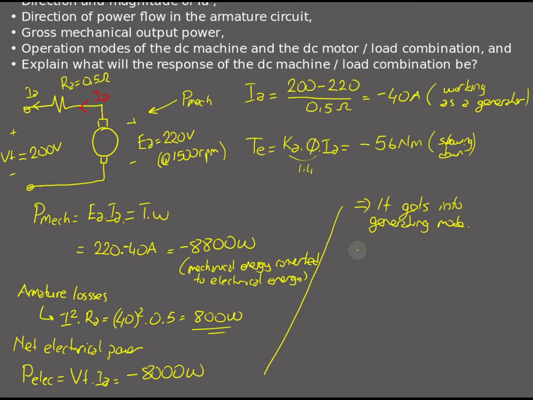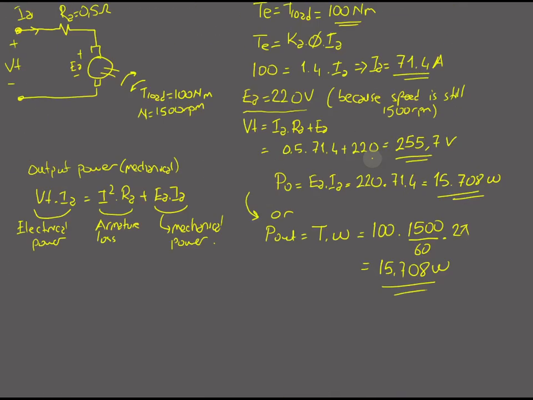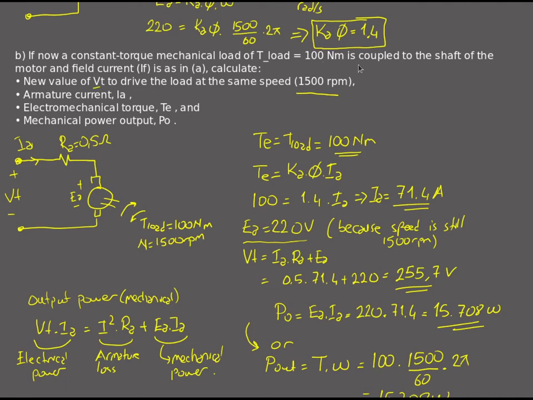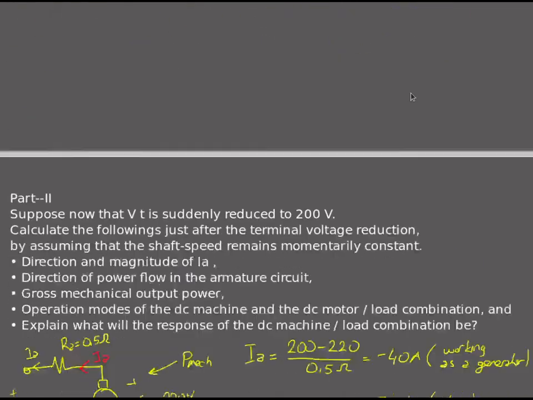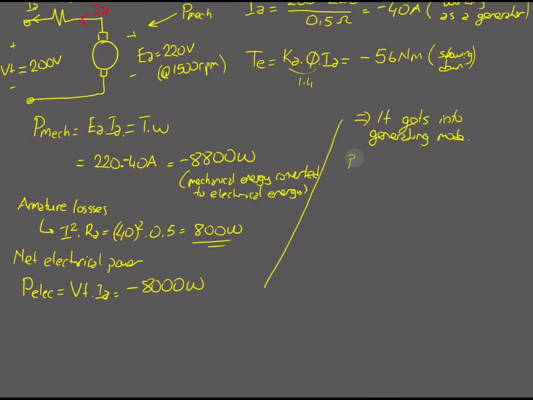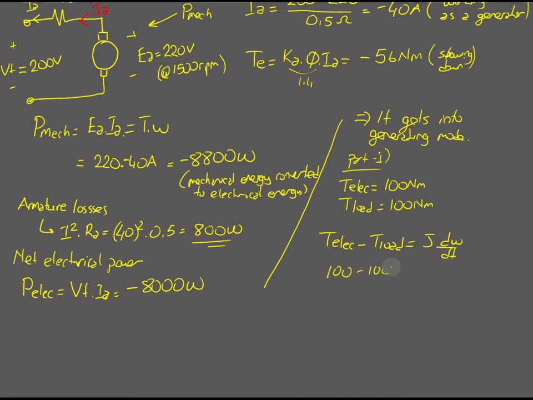Remember from the previous question, we had a total 100 Newton meter load. So the electrical system was 100 Newton meters. Let me write it here, part one: we had T electrical was 100 Newton meter, T load was 100 Newton meter. So T electrical minus T load is equal to J times d omega over dt. So 100 minus 100 is J d omega over dt.